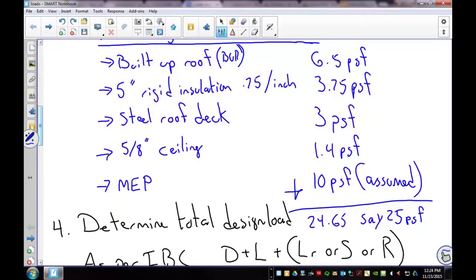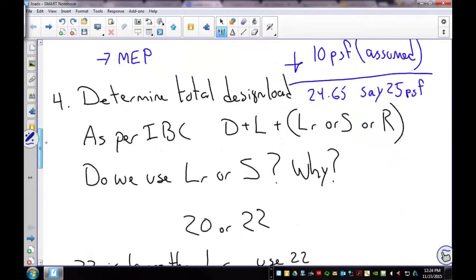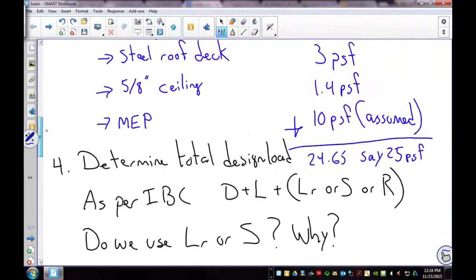Okay, here we go. Now, as per IBC, right here, we're going to add dead load plus our live load plus roof load or snow load or rain load. Notice, or. So we're going to do this 3 times? No. Or. Dead load of all the equipment, right? Okay. Live load, or one of these three.